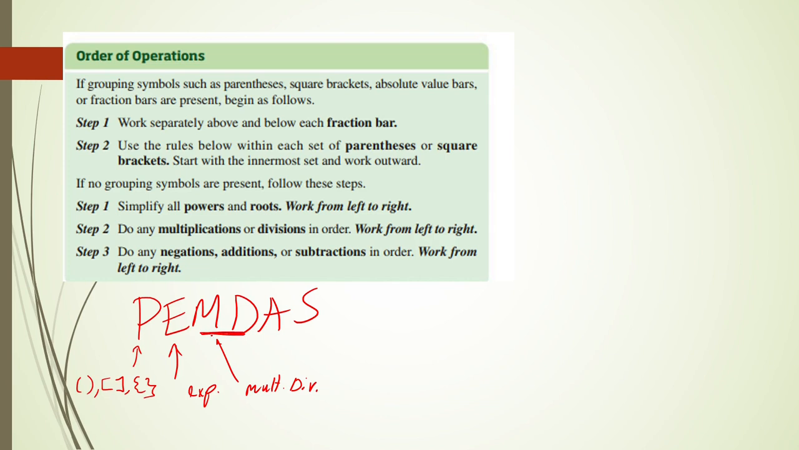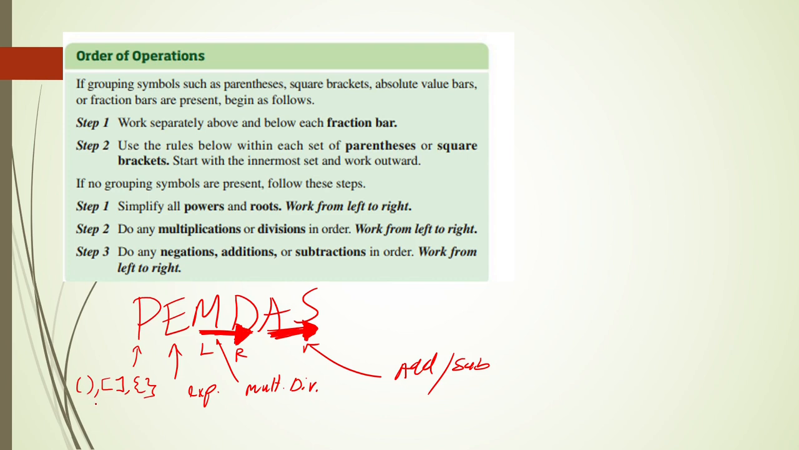Now I like to put an underline for the multiplication and division and a little arrow, because I have to do these in order from left to right. A lot of people forget that. You have to do this from left to right. The A stands for addition, and the S stands for subtraction. And again, I put an arrow underneath the addition or subtraction because I have to do that from left to right. Again, your P is your grouping symbols.